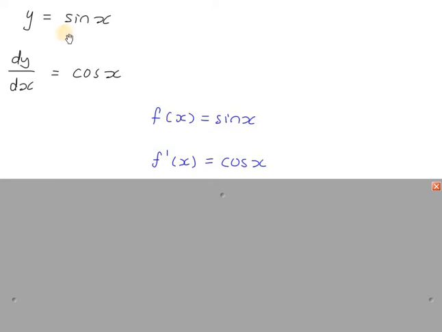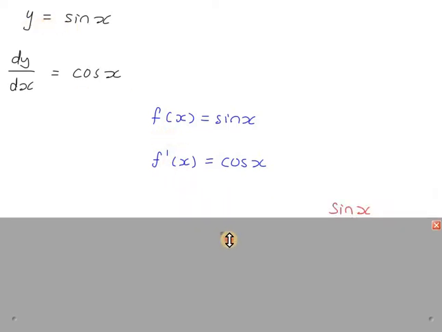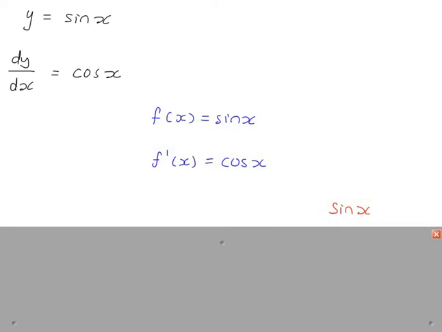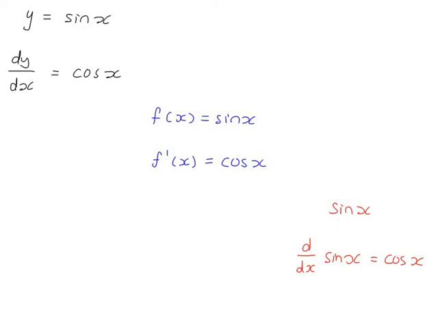Now sometimes you don't have y equals and you don't have function notation either. You might just have a single term or an expression and you have to differentiate. In that case we use this notation, d by dx. d by dx is a differential operator. It tells you to differentiate whatever comes next. So if you differentiate sine x, you get cos x. And we're not using y equals or function notation either here.